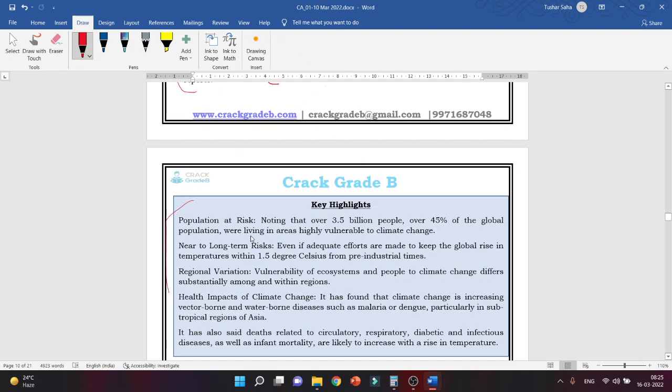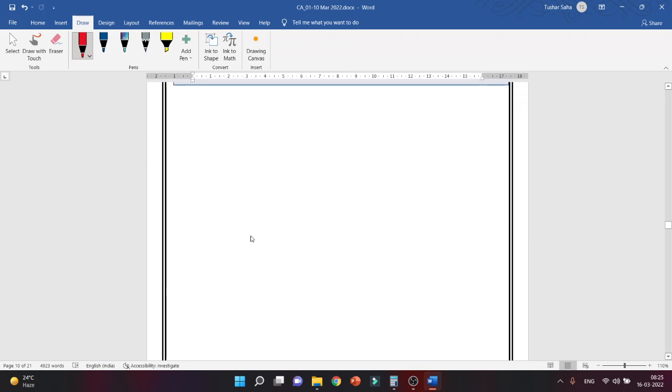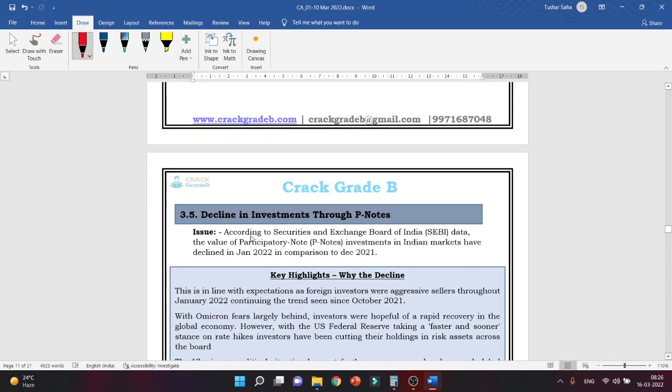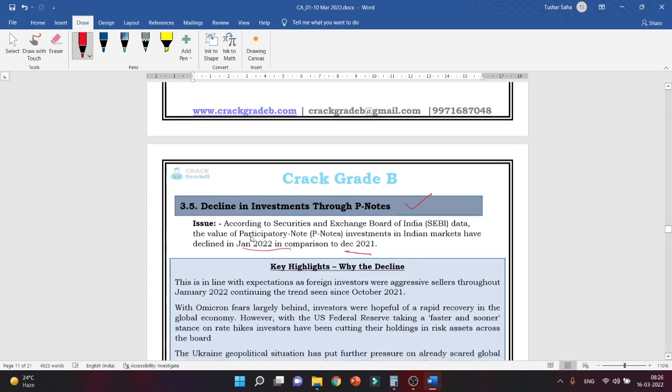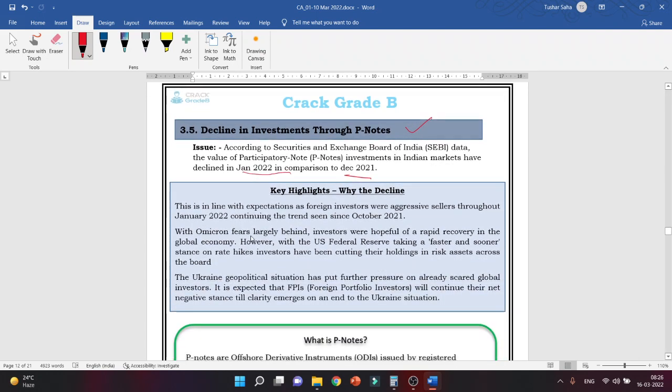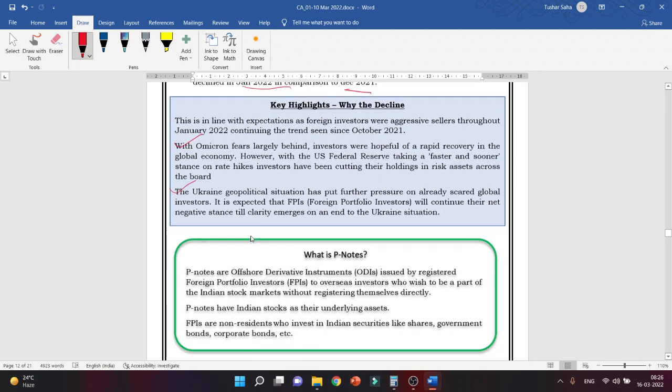So you can go through the data point that has been given up, and let's move to the next one. Decline in investment through P notes. According to SEBI, between January 22 in comparison to December 21, the investment through participatory notes has declined. Why? One reason is Omicron. The second is the geopolitical situation due to the war between Russia and Ukraine.